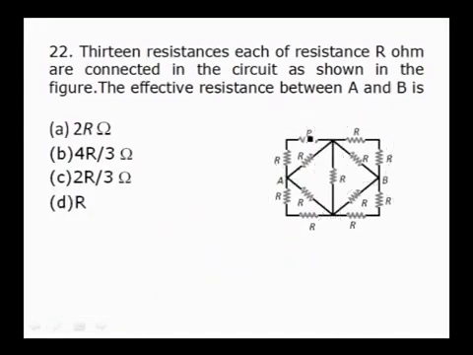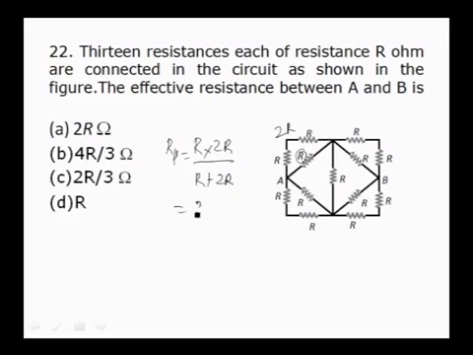Yes. See, these two are in series. Its effective resistance is 2R. This 2R is in parallel with the R. Calculate the value of the resistance. That is, Rp is equal to R into 2R divided by R plus 2R.